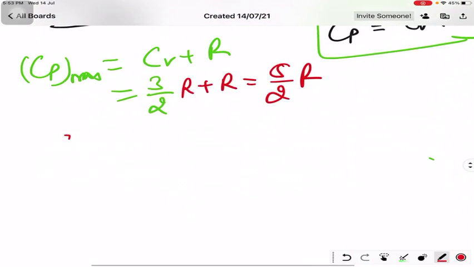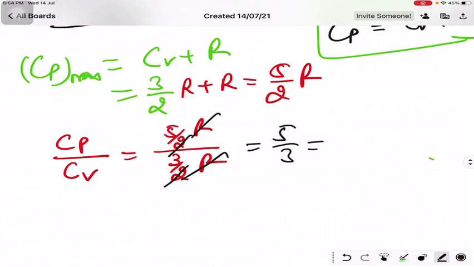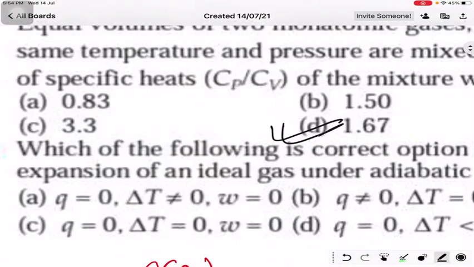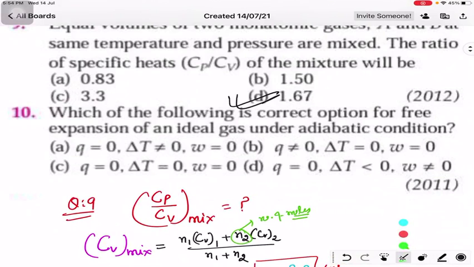So now you can divide these two, Cp by Cv. This is 5 by 2 R by 3 by 2 R. So R will cancel out, 2 will cancel out. We are left with 5 by 3. Upon solving, it will be 1.666, which is approximately 1.67. So the right option is option number D. So these are numerical based questions, they can consume your time.